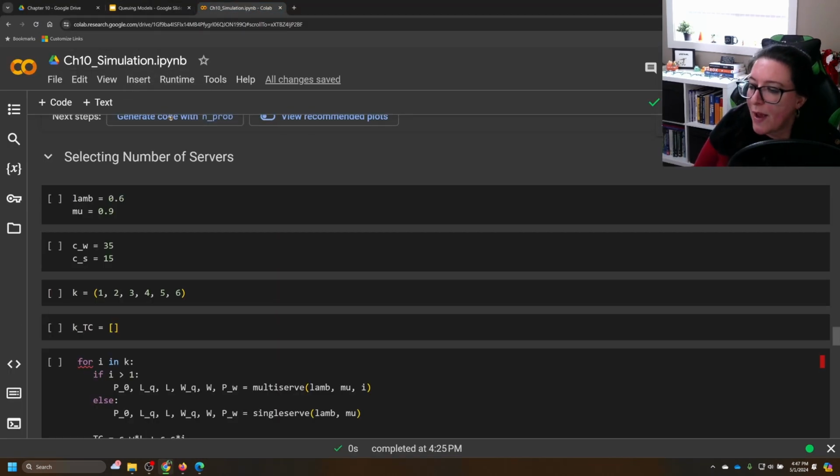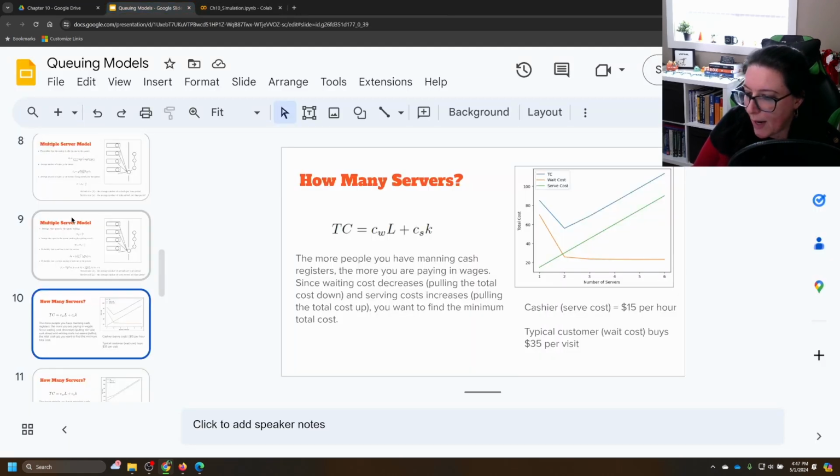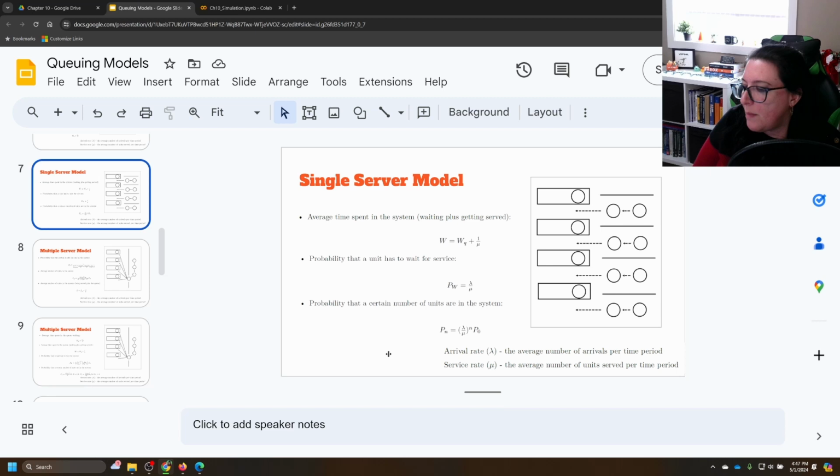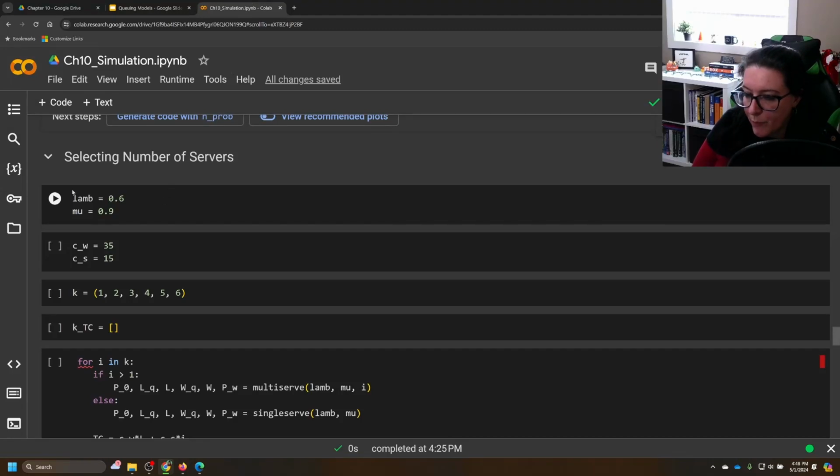All right, so we are specifying lambda and mu. Just to remind you, lambda is the arrival rate, the average number of arrivals per time period. In the scenario we've been looking at, we'll start with it at 0.6. So we don't have a person arriving every minute; there's a bigger space between arrivals than a minute here. And mu is the service rate, the average number of units served per time period. Our time period here is in minutes. If our service rate is 0.9, then we're almost serving one person every minute. All right, so we enter that in.